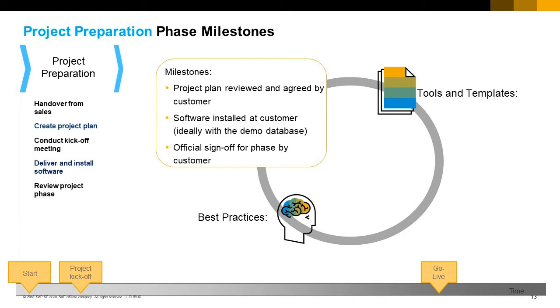Let's look at the individual phases in more detail. In project preparation, key activities for an implementation consultant are to conduct a handover with the sales team, create an implementation project plan, attend the kickoff meeting, which should be organized by the sales team, install the SAP Business One software, ideally with the demo database.